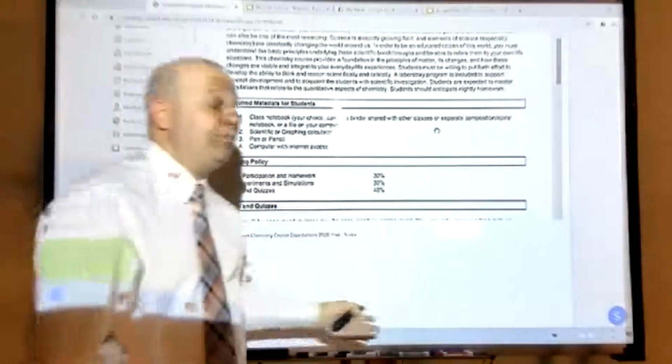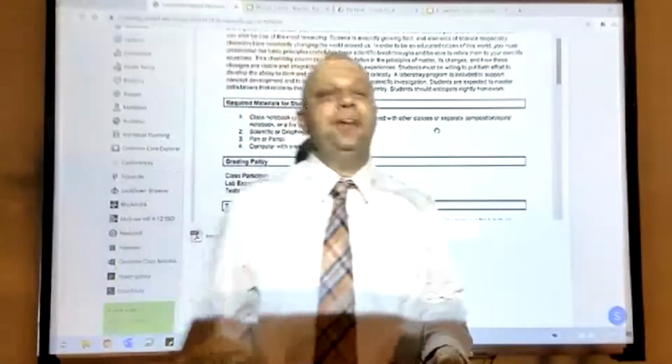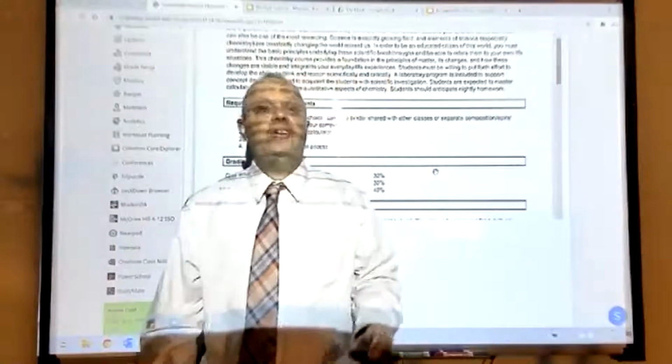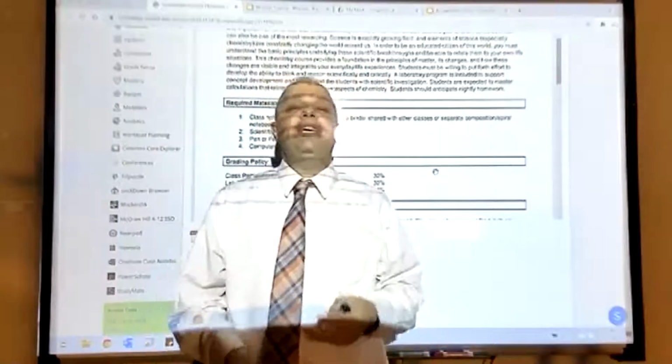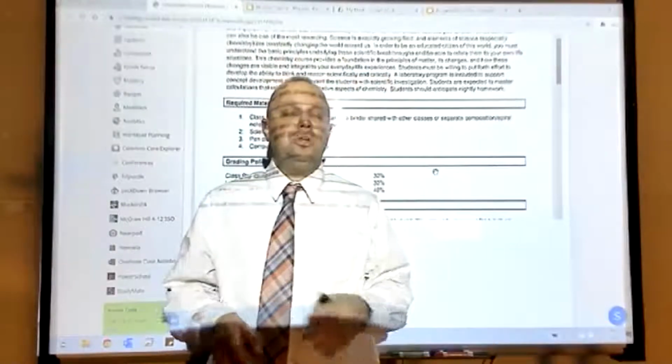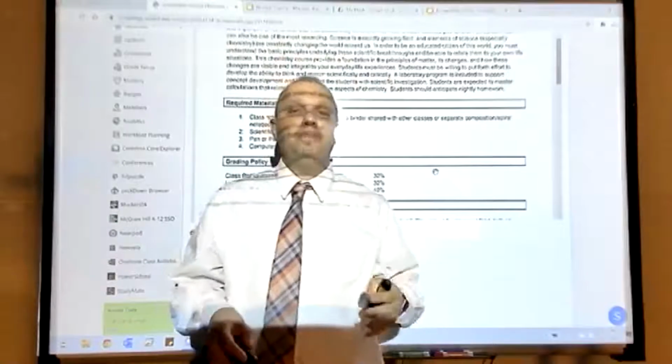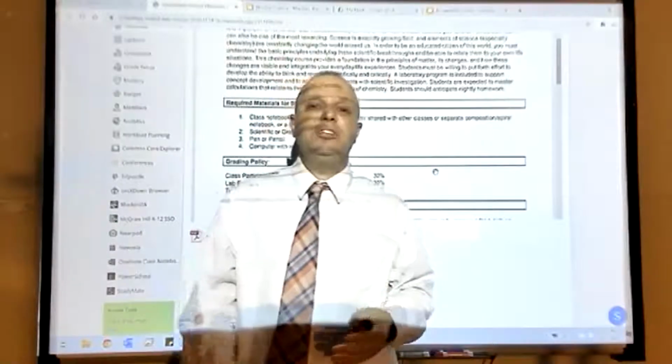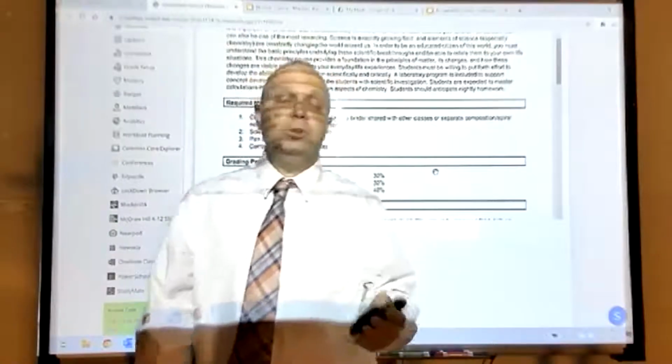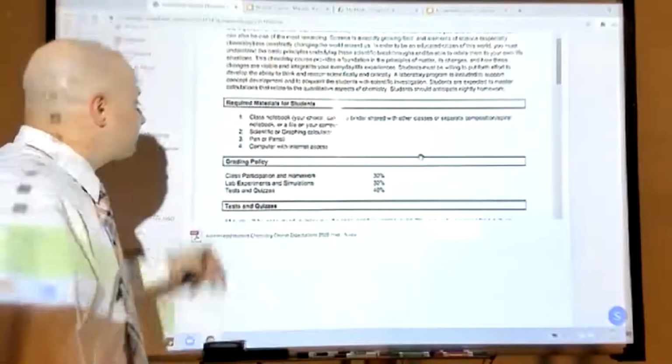And then obviously the most important thing you need, at least this point in the year, is a computer with internet access. Again, if you're having internet access trouble, or if you're having trouble with your computer or logging into Zoom, please reach out to the technology department. They could really help you out a lot in that respect.